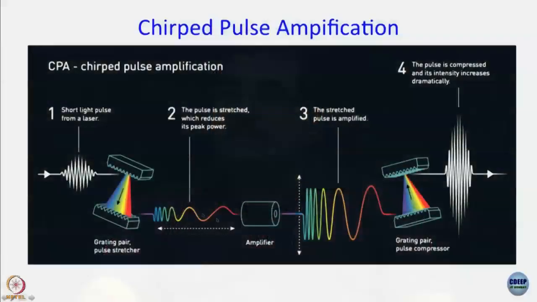The difference is the amplitude has increased from what it was by several orders of magnitude. In the laser that we use, we get from nanojoule to millijoule. So, that is what happens here.